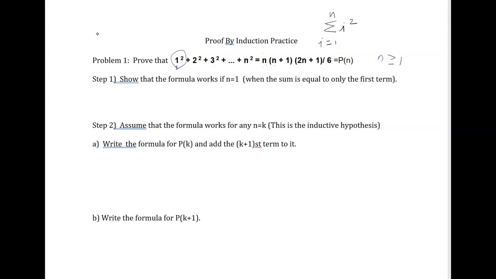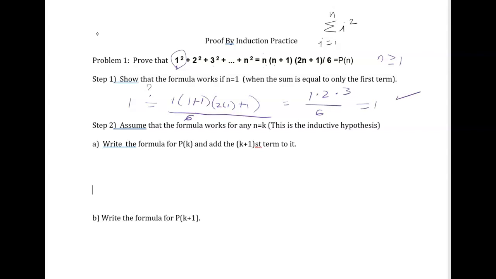Okay, you're back? All right, so I know the sum of just the first term will just be 1. And I want to know, does that equal 1 times 1 plus 1 times 2 times 1 plus 1, over 6? You have to be careful with your order of operations, especially with fractions. So I have a 1 times a 2 times a 3 over 6. 2 times 3 is 6. Yes, I do get 1. If it doesn't work for the first term, you're done. It doesn't work at all.